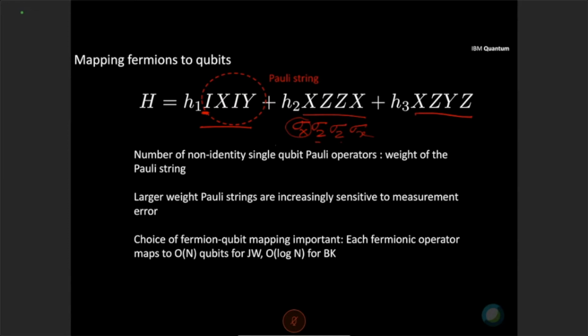So this also has some considerations you might want to make on the choice of the mapping scheme from fermions to qubits. For Jordan-Wigner, typically the weight goes as order n. For Bravyi-Kitaev, it's a reduced order log n. So this can also affect how well your chemistry algorithm is working.